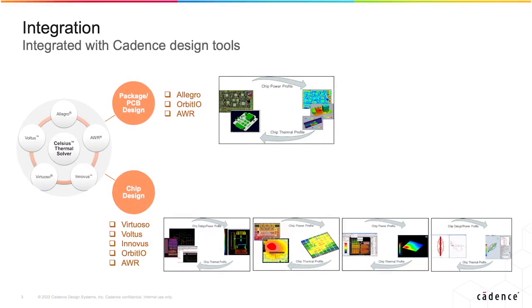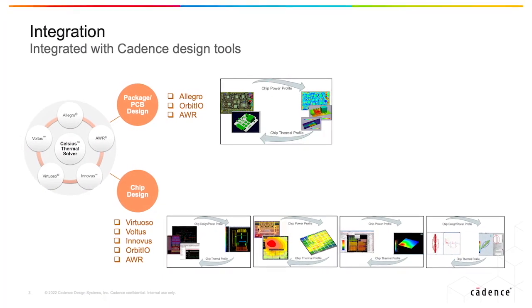Good. Now, it's very important that tools like Celsius interoperate well with other tools in the flow. How does it work with the other tools in the Cadence portfolio to get a complete flow, a complete picture? Exactly.